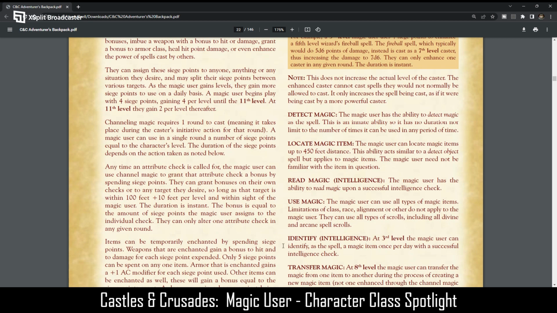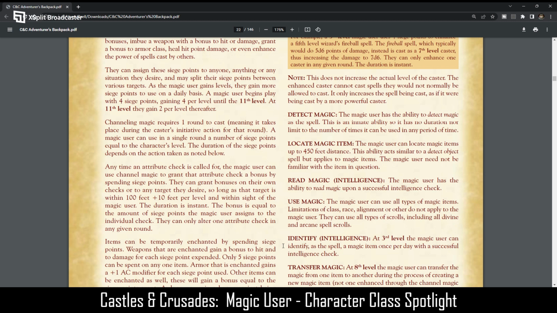Read magic. This is intelligence based. The magic user has the ability to read magic upon a successful intelligence check. Use magic. The magic user can use all types of magic items. Limitations of class, race, alignment, or other do not apply to a magic user. They can use all types of scrolls, including all divine and arcane spell scrolls.